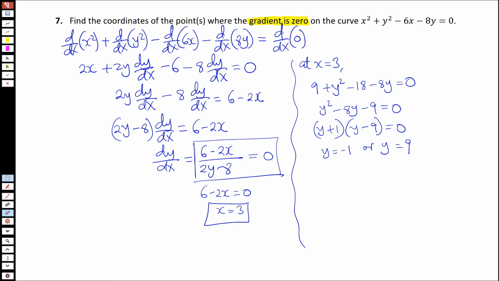So the points that are required here, the points where the gradient is 0, are (3, -1) and (3, 9). These are the coordinates of the points where the gradient is 0.